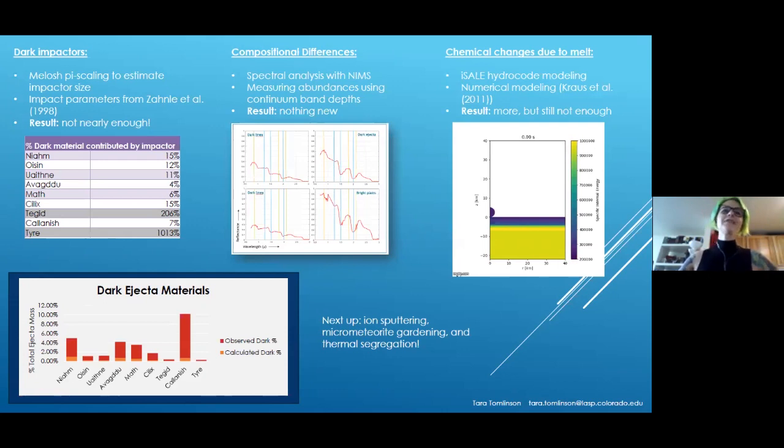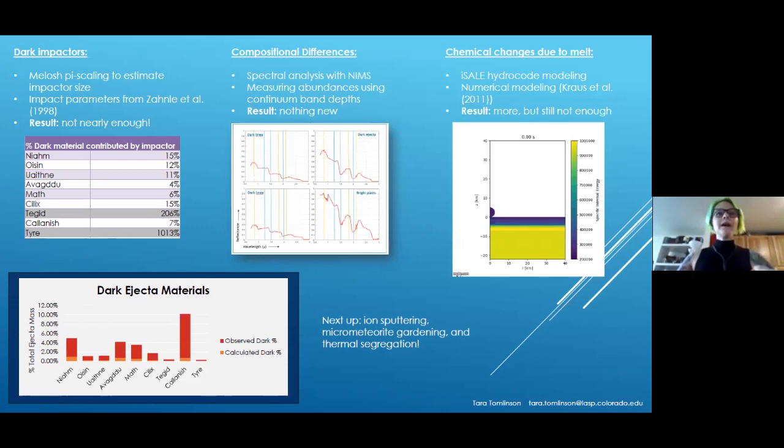But even if we assume that all of the melt produced is darkened, adding that amount to the amount of dark material contributed by the impactor, there still isn't enough dark material to account for what we observe. So it's a step forward, but there still has to be something else going on.